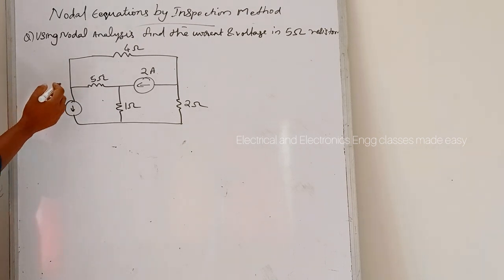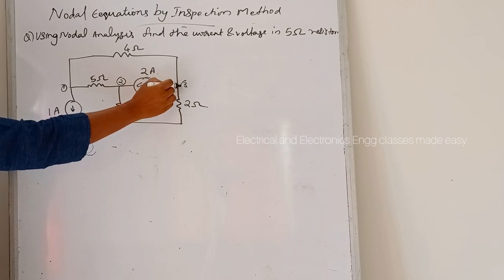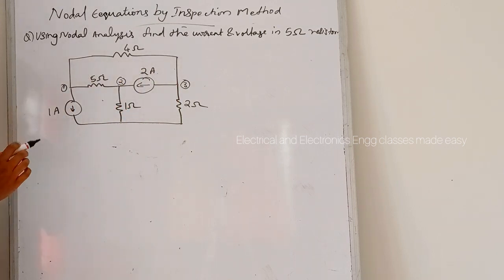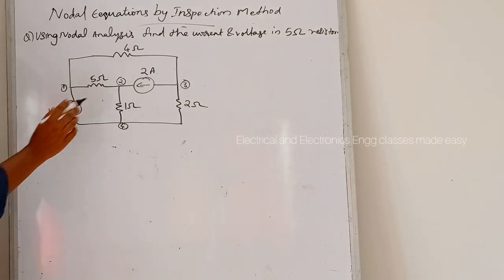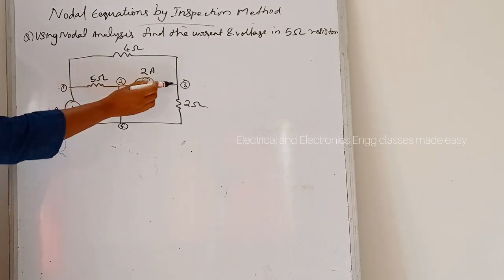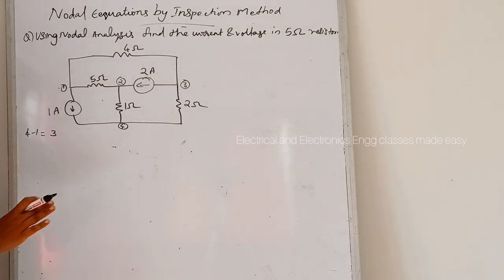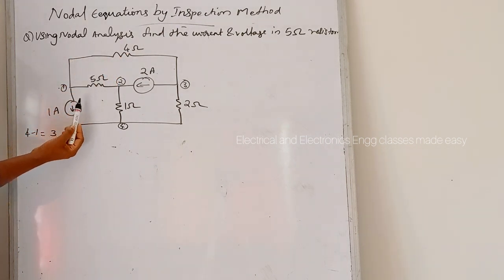So first of all we have to mark the nodes. So this is node 1, then node 2, node 3. So these three are the principal nodes and this is node 4, that is the reference node. And here 4 minus 1, that is there will be 3 unknown voltages. So V1, V2, V3 are the 3 unknown voltages. So to find the current and voltage in 5 ohm resistor, we have to find V1 and V2.